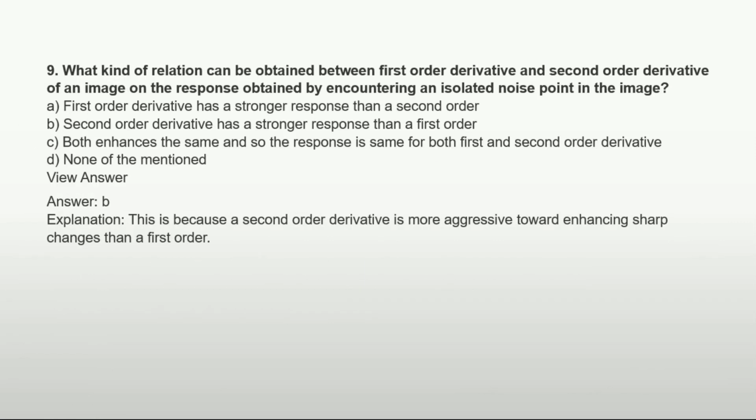And the next question is, what kind of relation can be obtained between first order derivative and second order derivative? First order derivative has a stronger response than a second order. Second order derivative has a stronger response than a first order, that are complementary to each other. And option C is both enhance the same and show the same response for both first and second order derivatives. And option D is none of the mentioned. So the answer is option B, that is second order derivative has a stronger response than a first order.